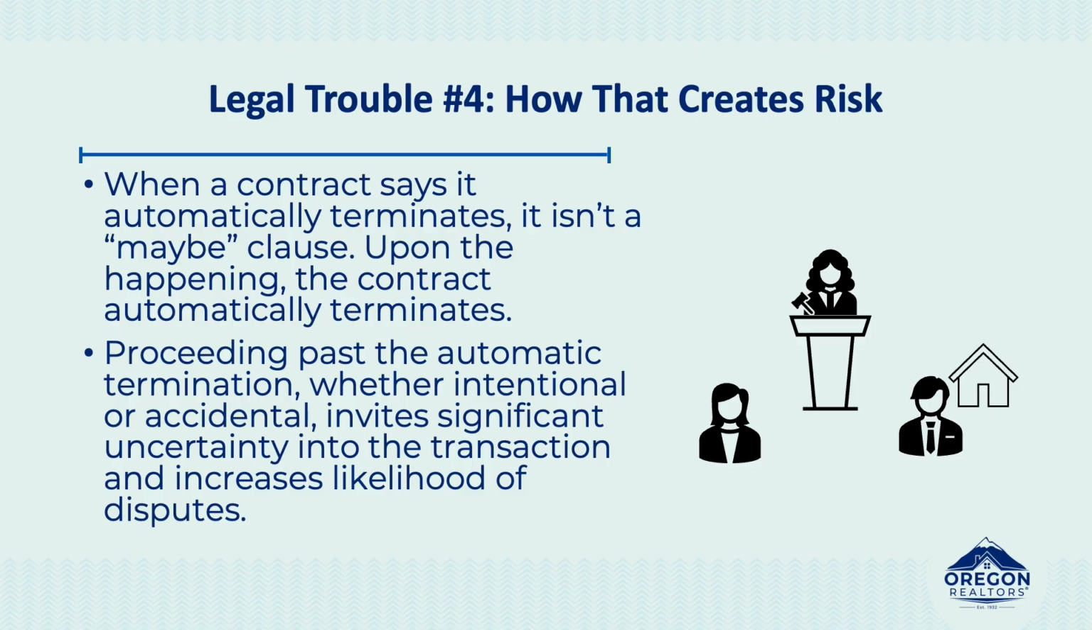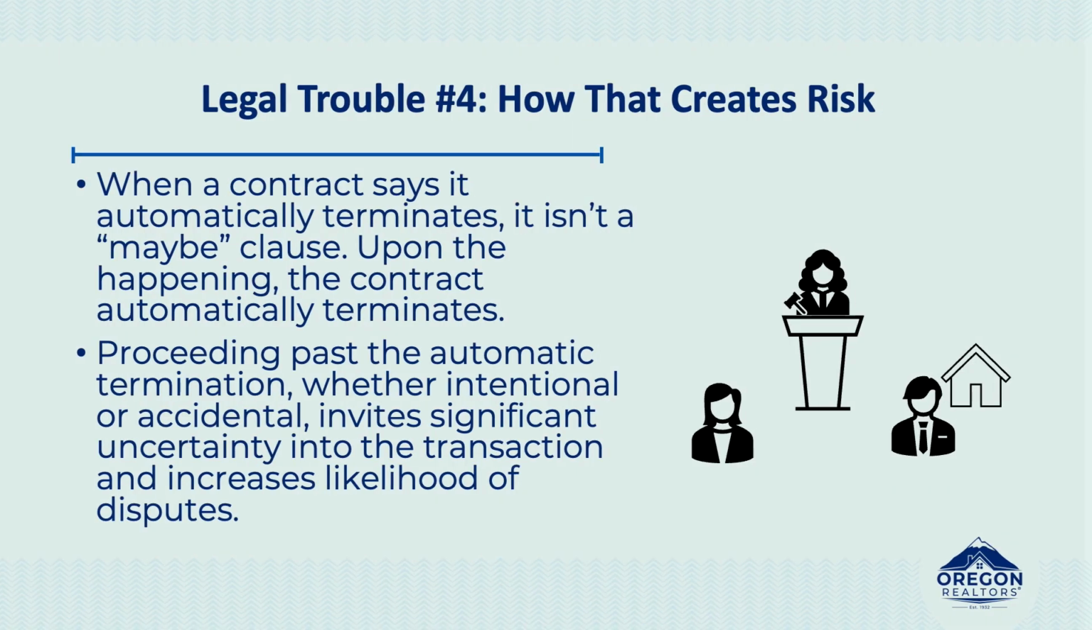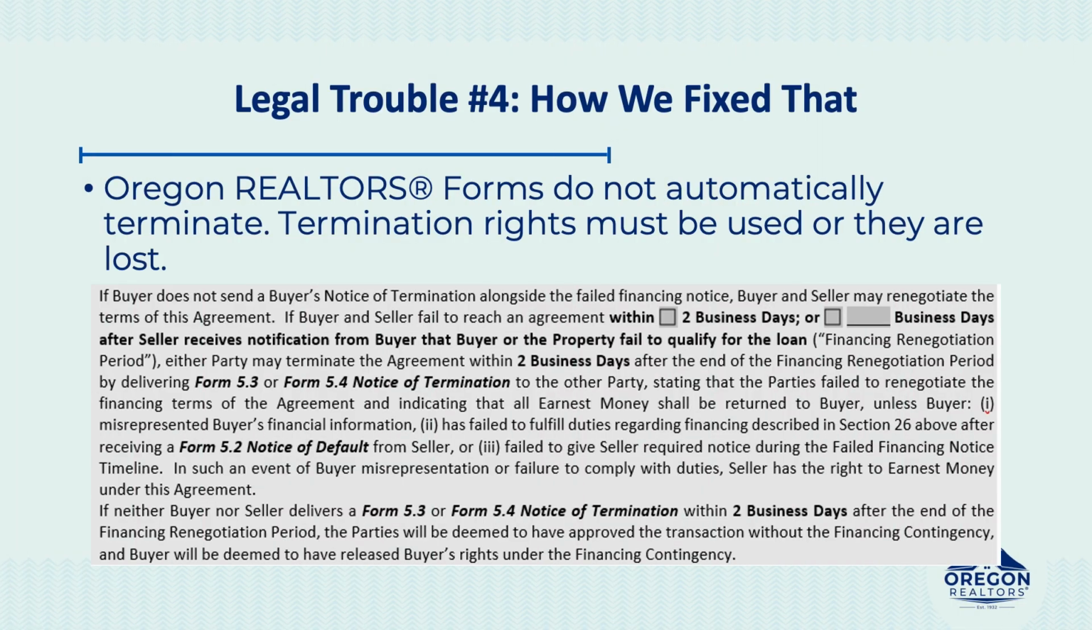Even if you came to an agreement later on, it's not the same contract that you're dealing with at that stage. And so there is significant uncertainty about how the transaction is supposed to proceed, and it increases the likelihood of dispute because both parties, both the buyer and seller, would have very valid grounds for arguing why they do think or don't think the contract should still exist based upon the term automatic termination. What the Oregon Realtors forms do is we do not automatically terminate. We very expressly and very intentionally removed all automatic termination. You have to very, very intentionally kill your contract if you don't want it to exist anymore.